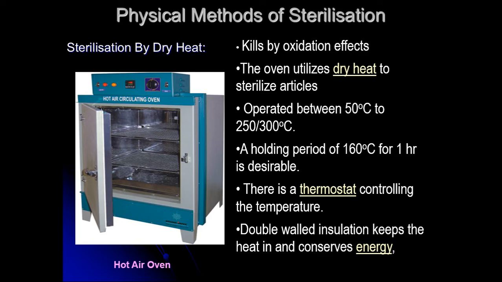In the hot air oven we are using dry heat, and it is operated at a high level, 250 to 300 degrees centigrade, and the most commonly used temperature is 160 degrees centigrade for 1 hour, that is 160 degrees centigrade with a holding period of 1 hour. Sometimes 180 degrees centigrade can also be used, but the time required is 30 minutes. All this temperature can be adjusted using the thermostat, which controls the temperature in the oven. This hot air oven has a double wall chamber which is insulated and keeps the heat in to conserve energy inside it.